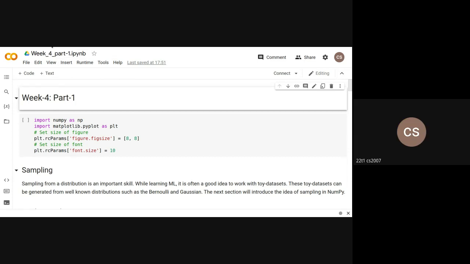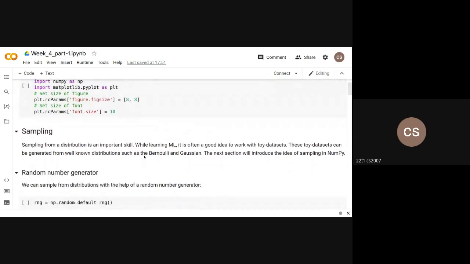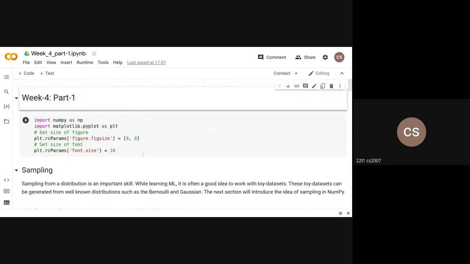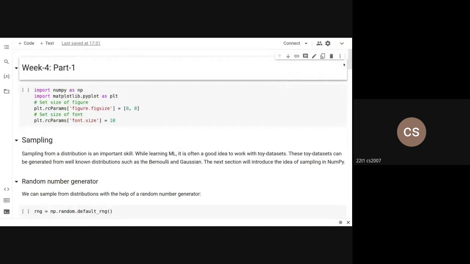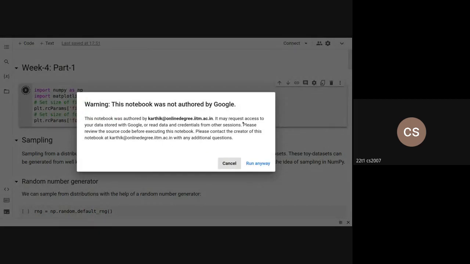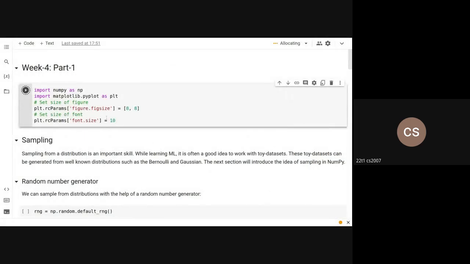Okay, so what we have is, first part is going to be looking at the following things. We'll create more space. I've just started running the collab, so it's taking some time.